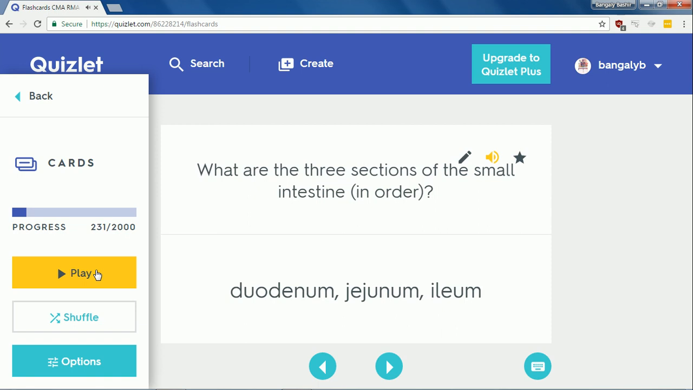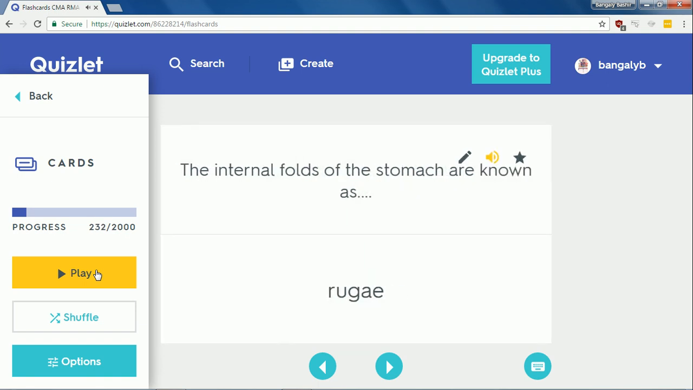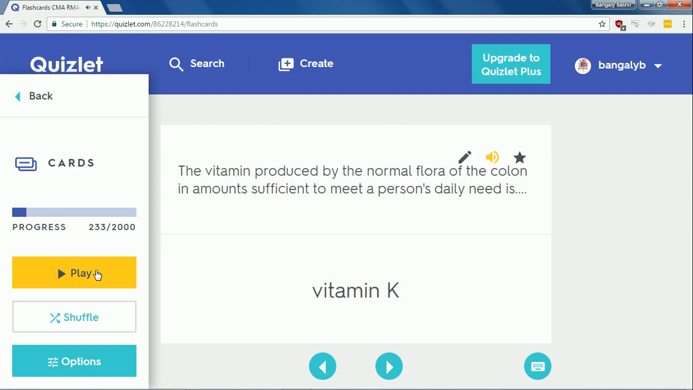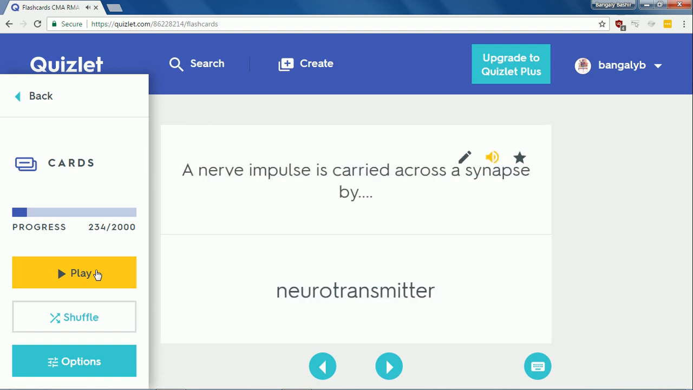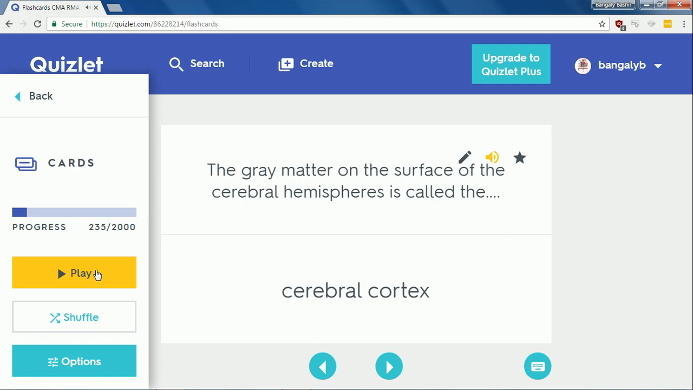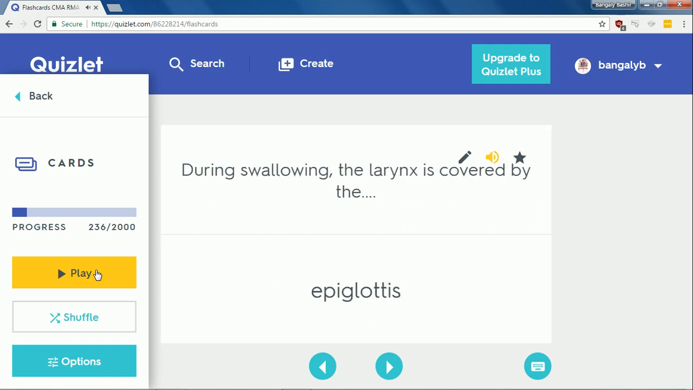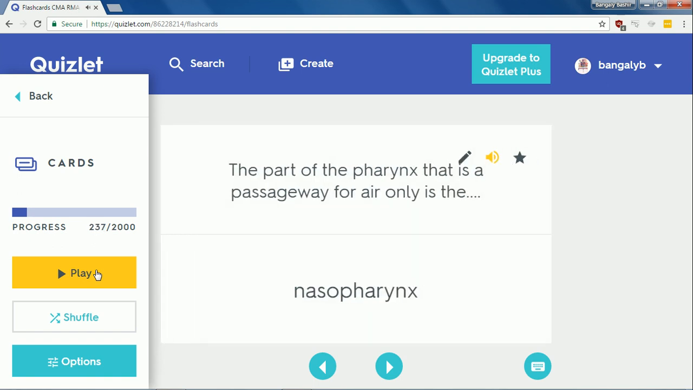What are the three sections of the small intestine? Duodenum, jejunum, ileum. The internal folds of the stomach are known as rugae. The vitamin produced by the normal flora of the colon in amounts sufficient to meet a person's daily need is vitamin K. A nerve impulse is carried across a synapse by a neurotransmitter. The gray matter on the surface of the cerebral hemispheres is called the cerebral cortex. During swallowing, the larynx is covered by the epiglottis. The part of the pharynx that is a passageway for air only is the nasopharynx.